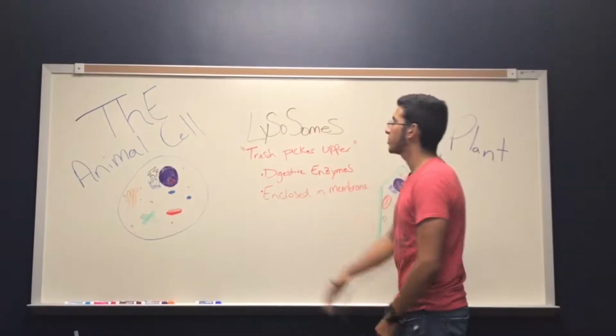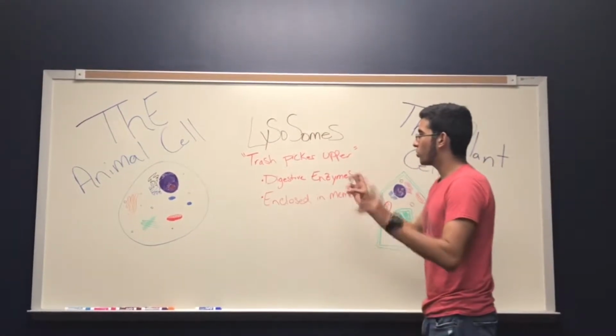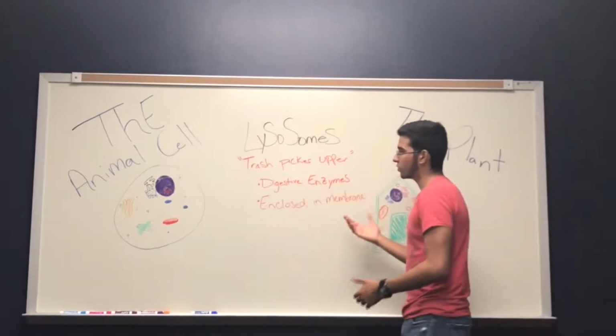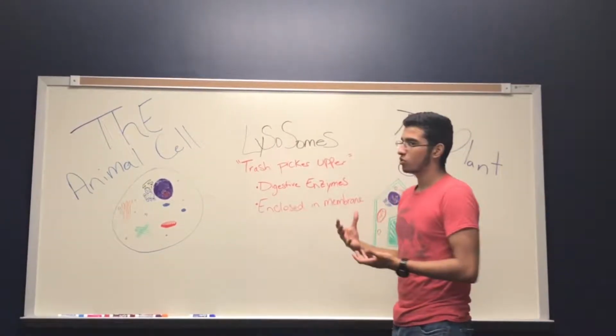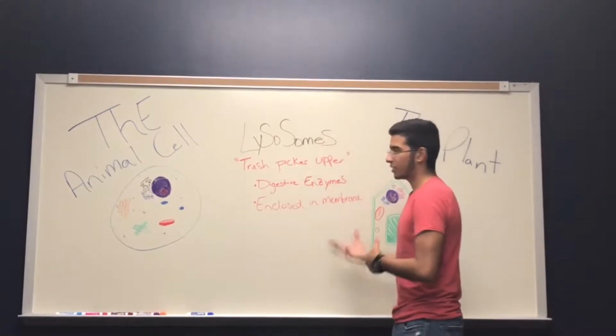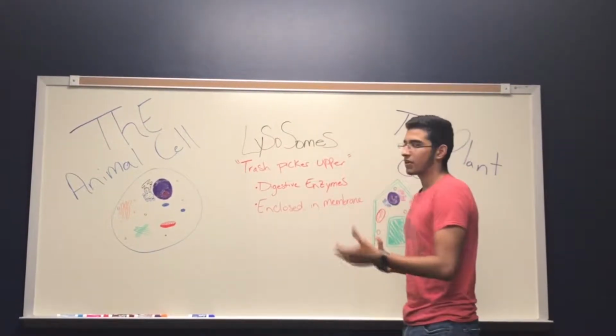Lysosomes are found in both the animal cell and the plant cell. They are, quote-unquote, the trash pickers-up, where the digestive enzymes within them can consume organelles that are either in abundance or either dead, or bacteria and viruses that are harmful to the cell.